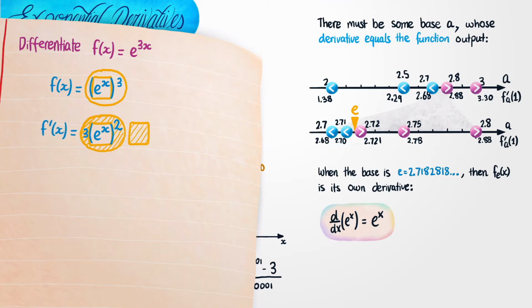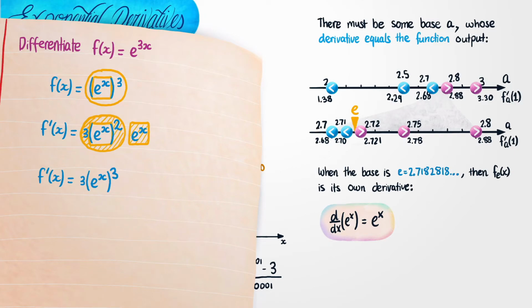But then after this, we have to multiply by the derivative of the inside. Now, the derivative of e to the power of x, as we already know, is just equal to e to the power of x. So we're just going to copy this right out here. And now at this stage, I want you to notice that we have e to the power of x all squared, all times e to the power of x. So of course you could rewrite this as e to the power of x all cubed.